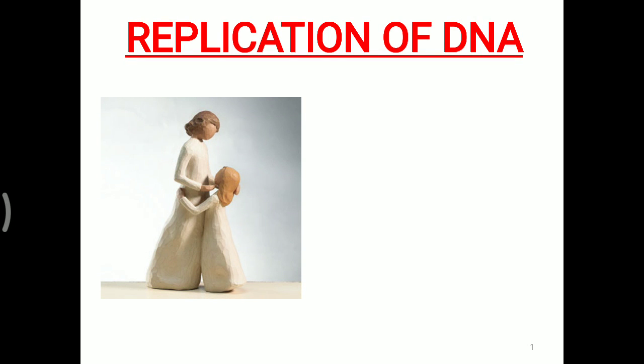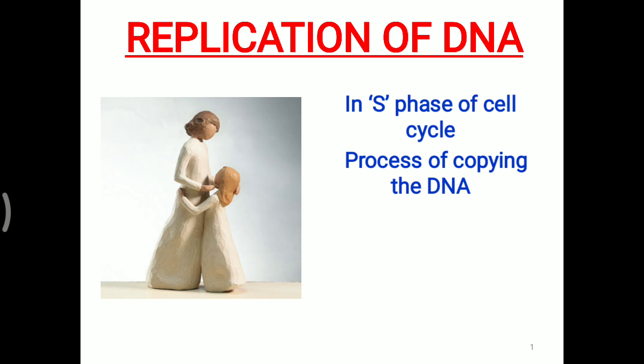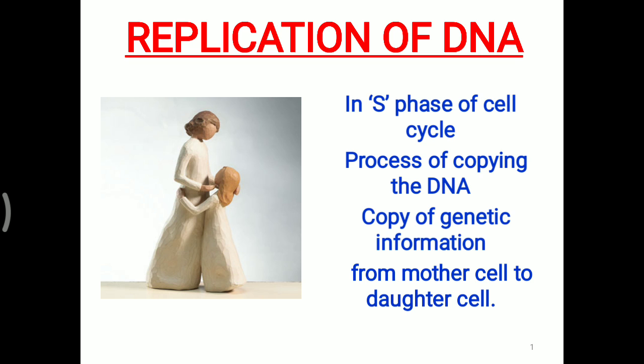Today's topic is the replication of DNA, which occurs in the S phase of the cell cycle. It is a process of copying the DNA. Whatever genetic information is present in the mother cell is copied and transferred to the daughter cell. That is basic DNA replication: the inherited information is transferred from mother cell to daughter cell.